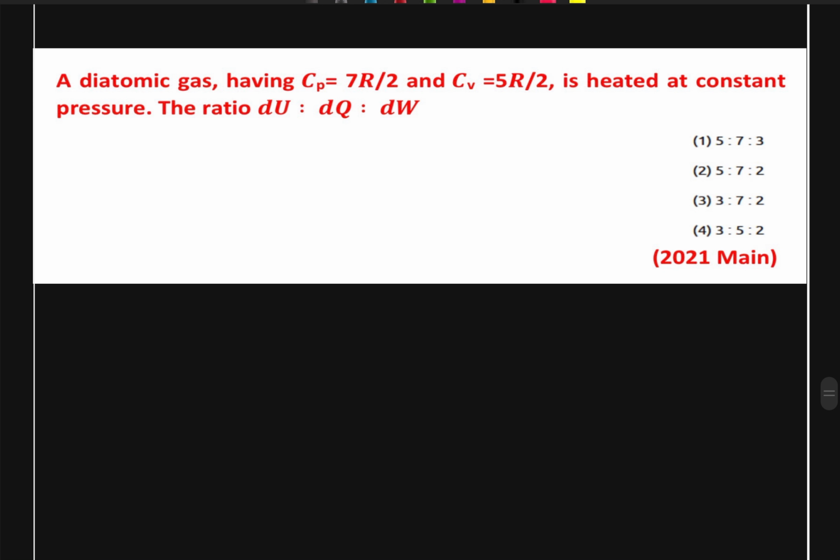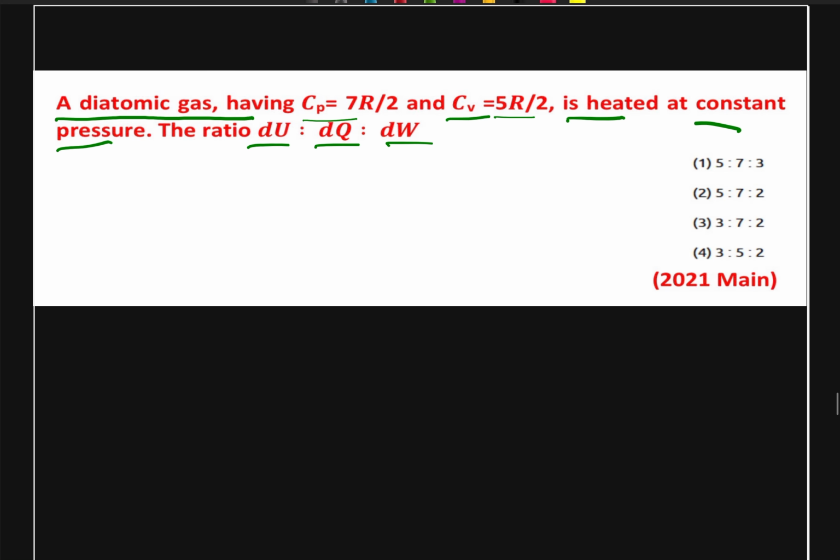It states that a diatomic gas having Cp = 7R/2 and Cv = 5R/2 is heated at constant pressure. The ratio of change in internal energy, change in heat, and the change in work done is equal to. So it is said that it is at constant pressure.